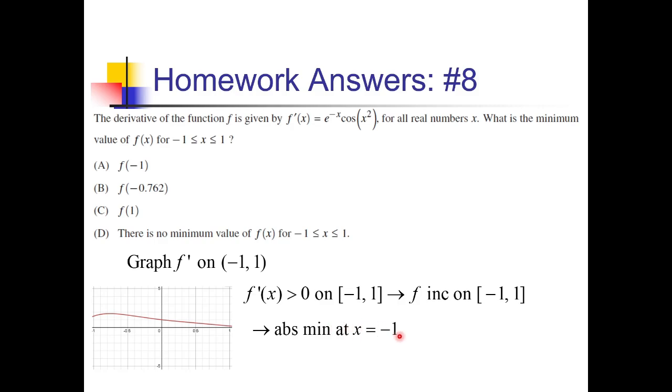Now, what is the actual minimum value? Well, it's going to be whatever you get when you plug -1 into the f function. We don't know what the f function actually is, so we're just going to call that f of -1, which matches answer choice A.